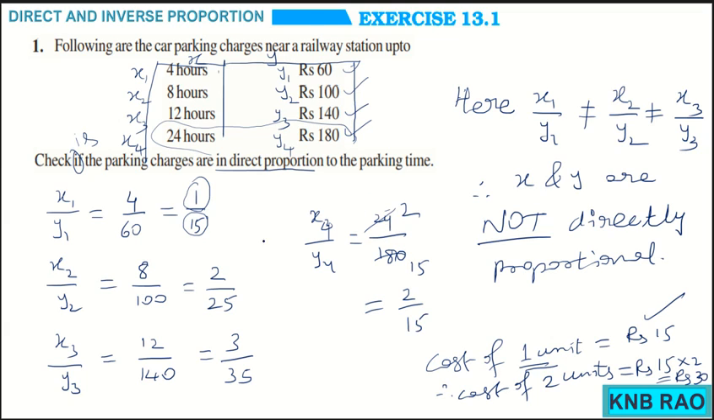So you could see here the variation: cost of 1 unit is 15 rupees in one case, whereas in the other case the cost of 2 units is the same 15 rupees. So not the same. That is how we say these values are not directly proportional.